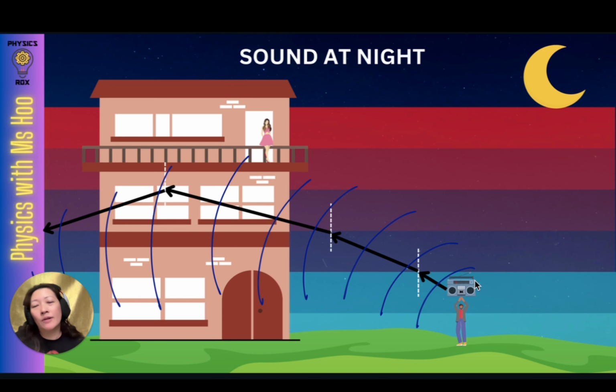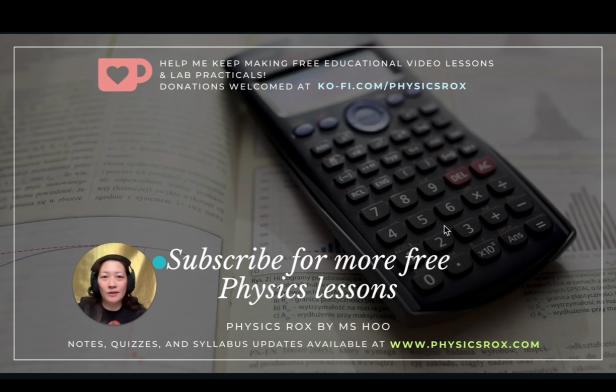So the comparison between these two situations of the sound in the daytime and sound at night explains a lot of real-life phenomena. For example, if you live in a high-rise, you'll tend to hear the sounds from traffic much more clearly in the daytime compared to at night. But at night, sometimes you still hear a lot of sound because at night, sound can travel a further distance due to total internal reflection. And now we've finally come to an end to this video about total internal reflection.